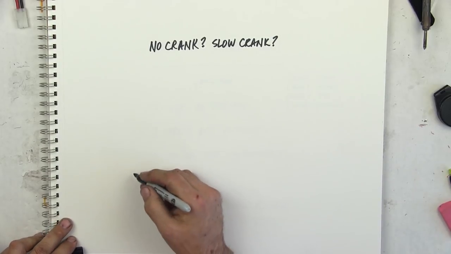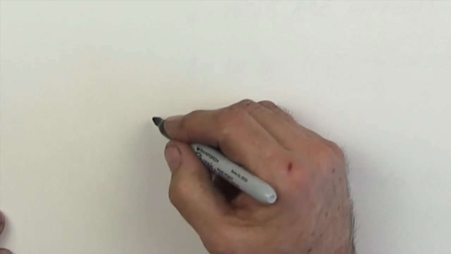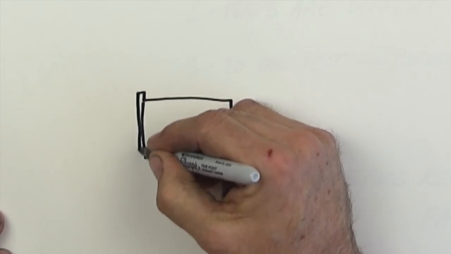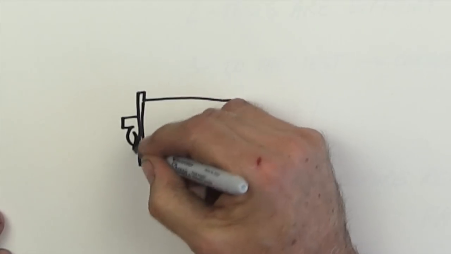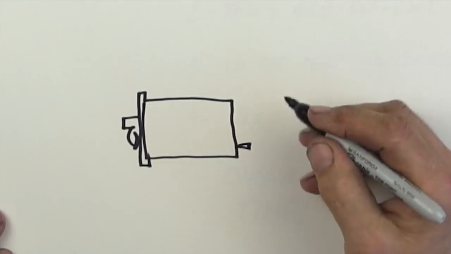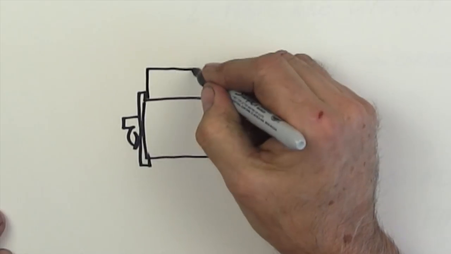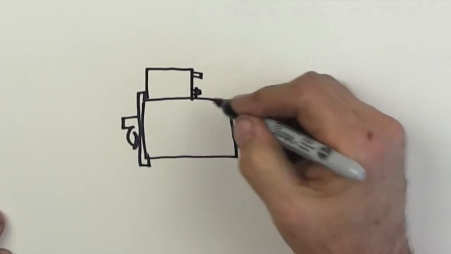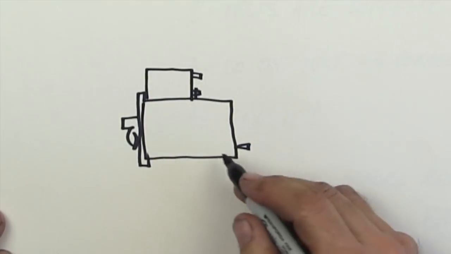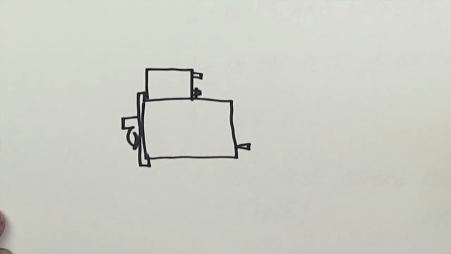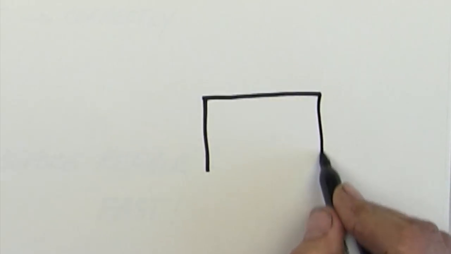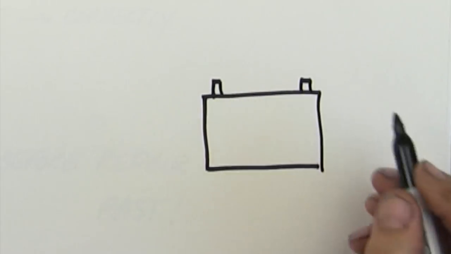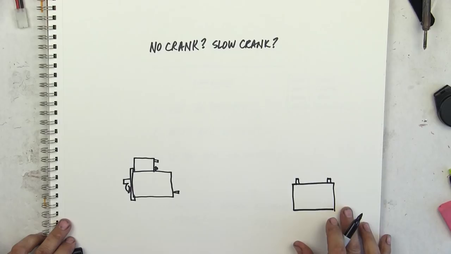So somewhere on the engine, obviously, there is a cranking motor. Depending upon the size of the vehicle, that cranking motor could be pretty huge, as we know. So there's the cranking motor. I'll come back and label these in a little bit. Then we've got batteries, obviously, and these batteries are going to be critical to this process because the batteries have to be correct.